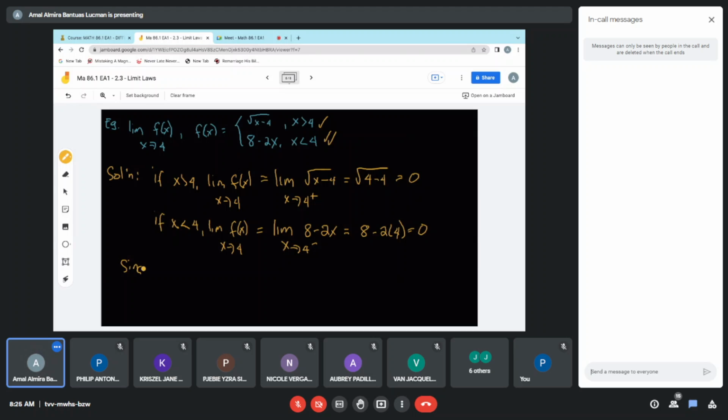Since the limit of f of x as x approaches 4 from the right is equal to the limit of f of x as x approaches 4 from the left, which is equal to 0, then the limit of f of x as x approaches 4 is equal to 0. Kasabot class? Yes, ma'am.